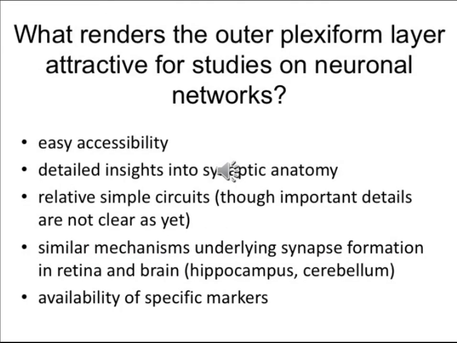Which features render the outer plexiform layer so attractive for studies on neural networks? It is easily accessible as compared to brain tissue, and detailed insight into synaptic anatomy is now available, thanks to the relatively simple circuits and the similarity of mechanism underlying synapse formation in retina and brain, especially in hippocampus. Last but not least, we now have at hand many specific markers that open a promising field of molecular approaches.